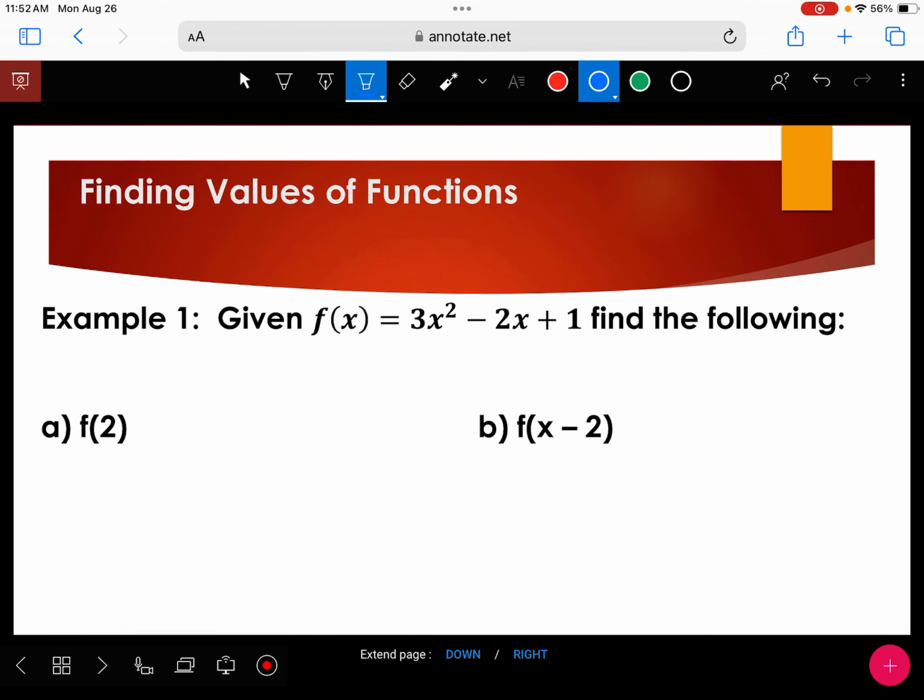All right, so now let's talk about operations. So finding the value. Go ahead and copy down this example 1. So I'll give you a minute to copy it down. This is f of x. And we have to find both of these.